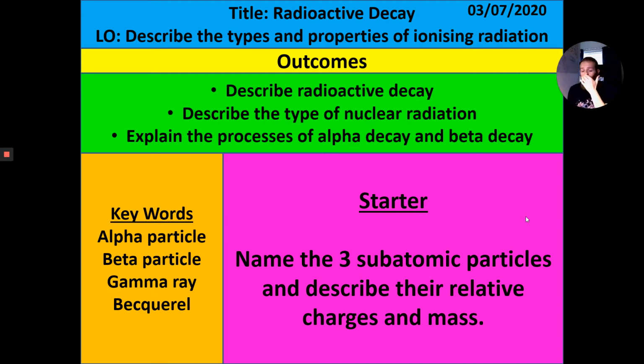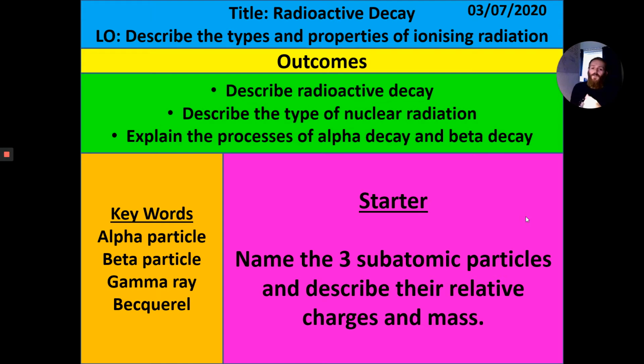Okay, so the 3 subatomic particles, we've got protons and we've got neutrons. They both reside within the nucleus of the atom. Sometimes they're called nucleons together. And then we've got electrons which orbit around the nucleus in shells. Their relative charges and masses, we'll do the masses first.